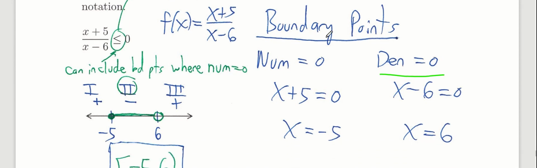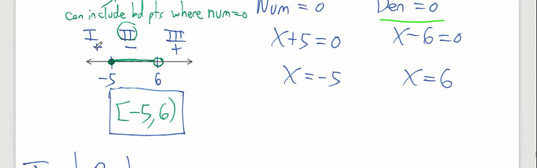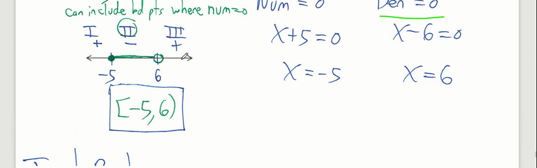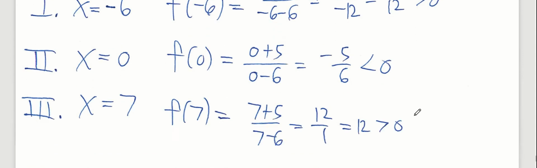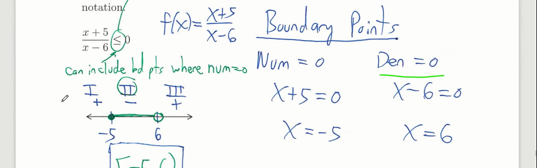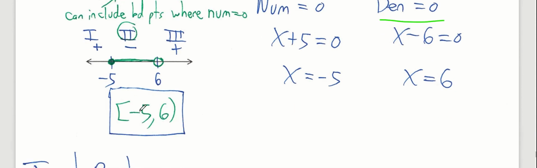Once you have your boundary points, you again do the same thing. You plot them on a number line. You pick a representative test point within each region. You take that test point and plug it into the function to see the sign of the function within each region. Here we would get positive, negative, positive. And then you look at the direction of the inequality to determine what sign you're looking for. Here, this would be of the form f of x is less than or equal to 0. So for less than or equal to 0, we're looking for the negative intervals, which in this case would be region 2, which is the set from negative 5 included up to 6 not included.